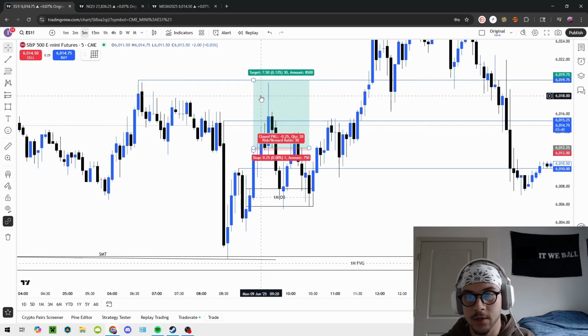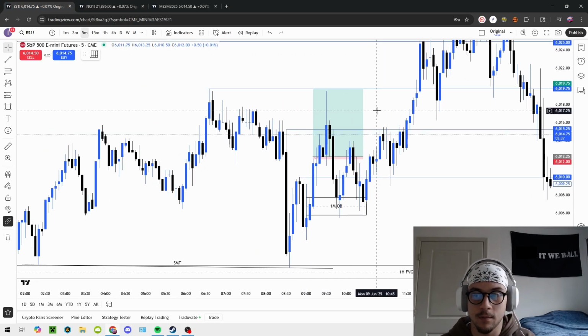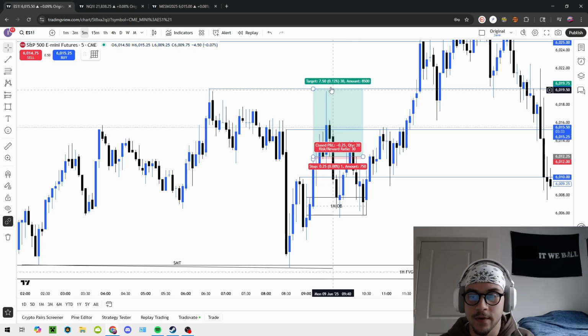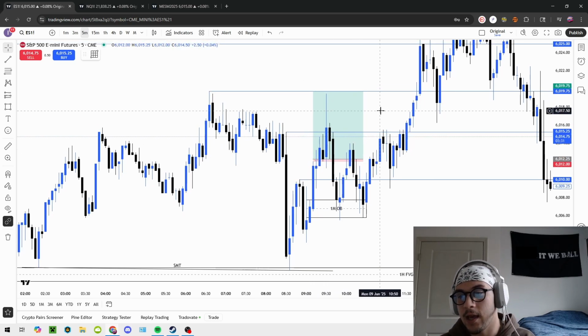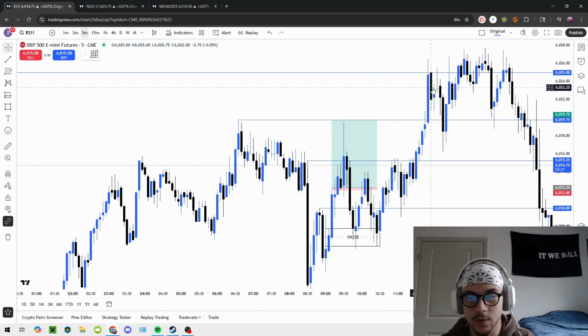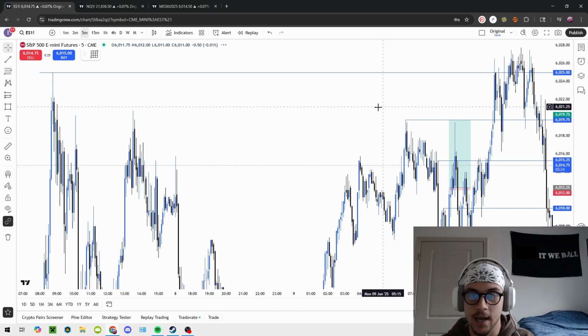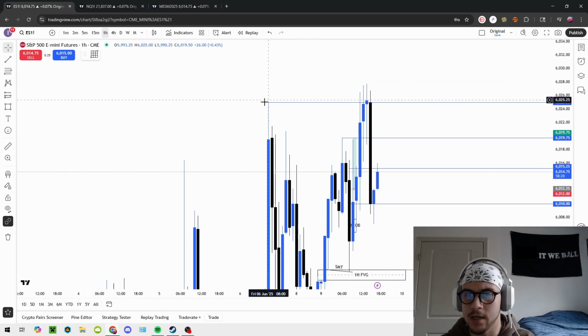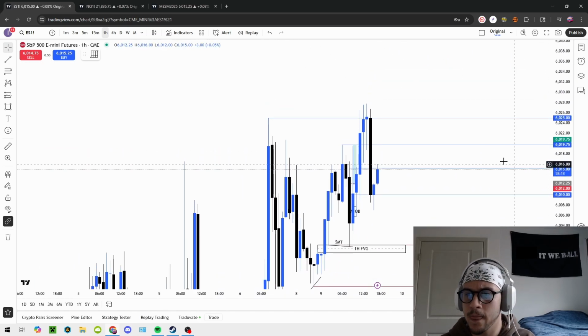And unfortunately, the trade would have played out if I was on micros, but because I was on minis, it didn't hit my take profit. I got stopped out at break even, and then a couple hours later, we slowly rip out, take this high, and then the high that was right here, which I think is a daily high.